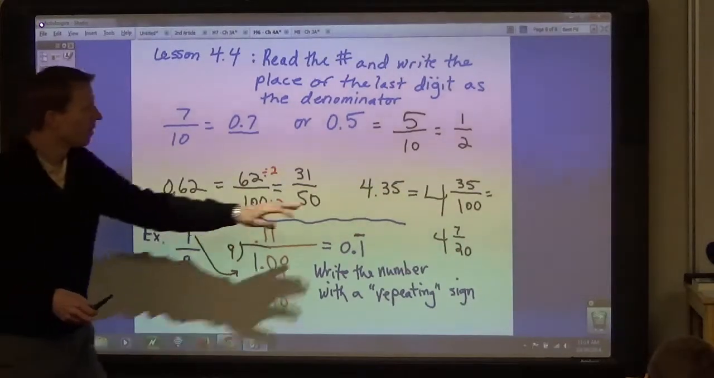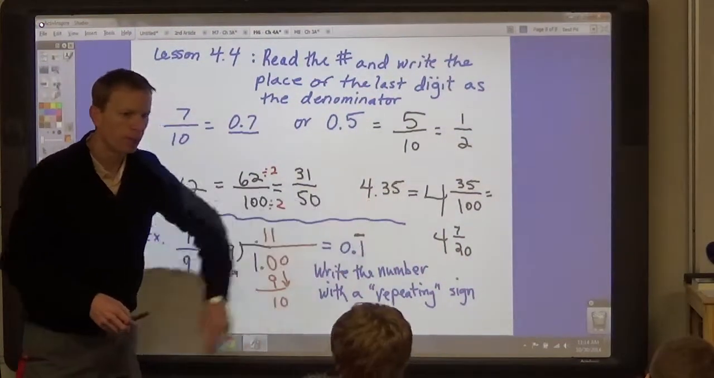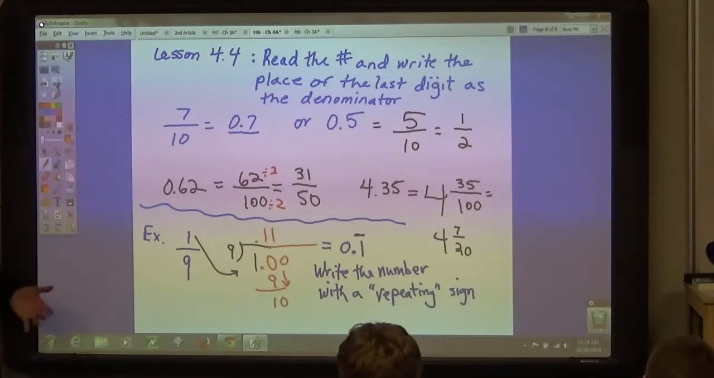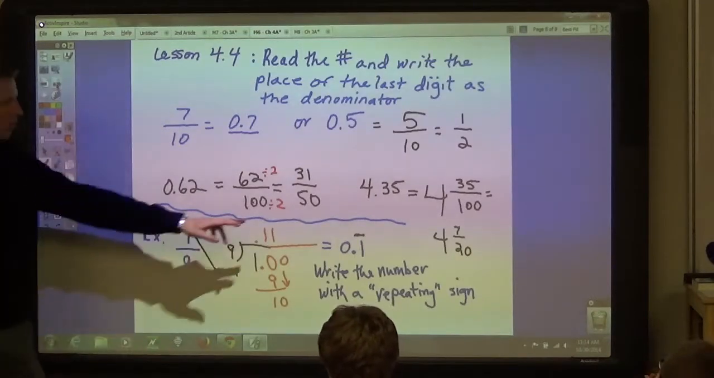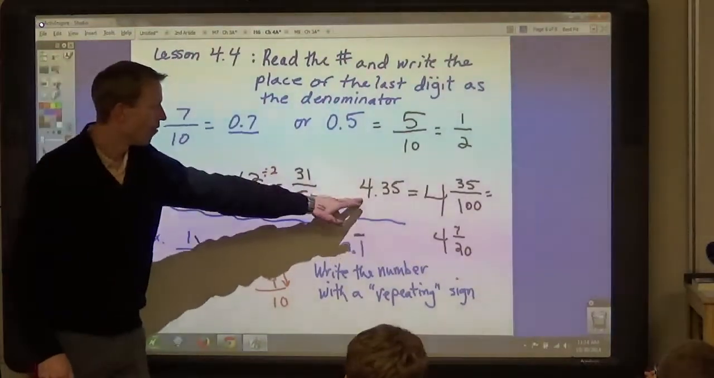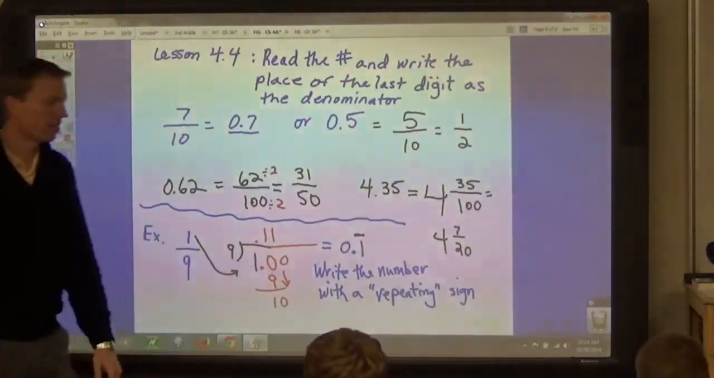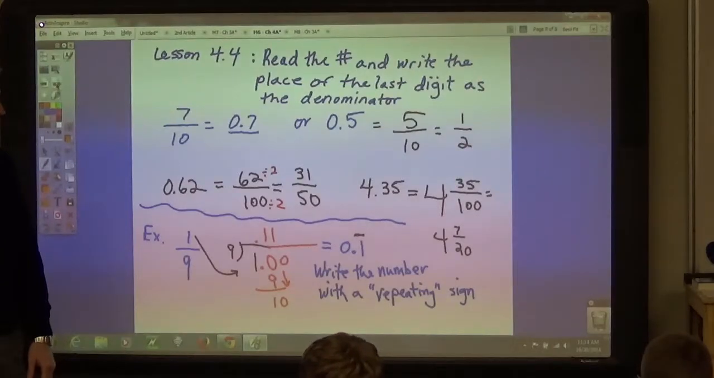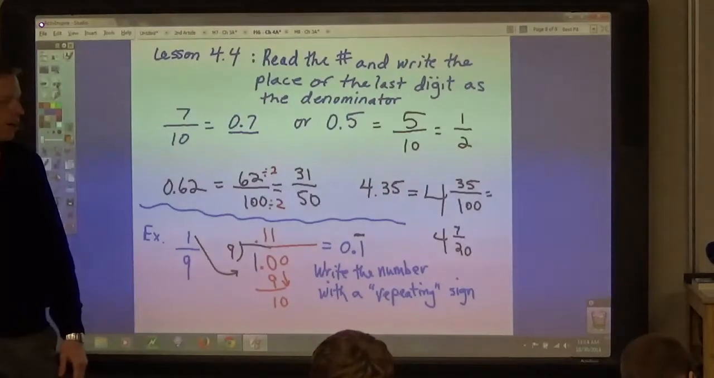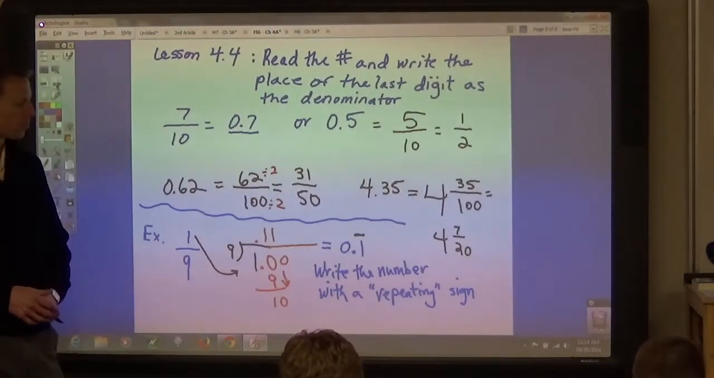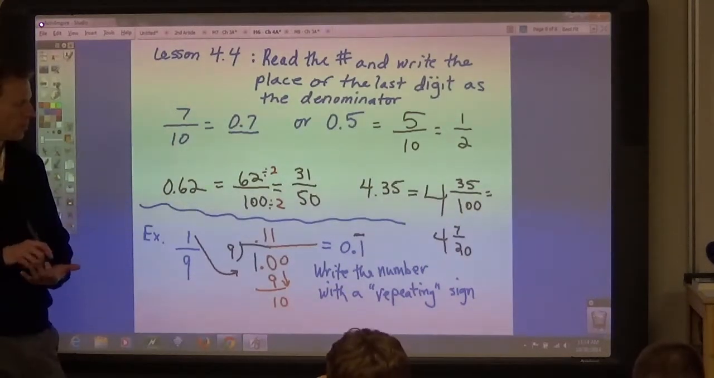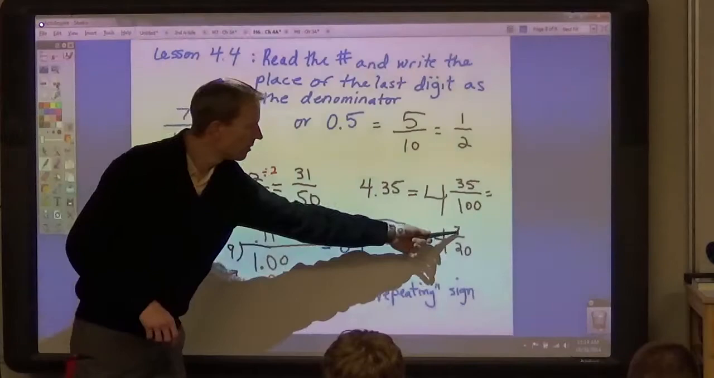What if you have a decimal with a whole number? Yeah, that makes a mixed number. The 4 means 4 whole pizzas. 4 and 35 hundredths. So you write 4 as the whole number and 35 hundredths as the fraction, and then reduce it. Simplify it. 4 and 7/20ths.